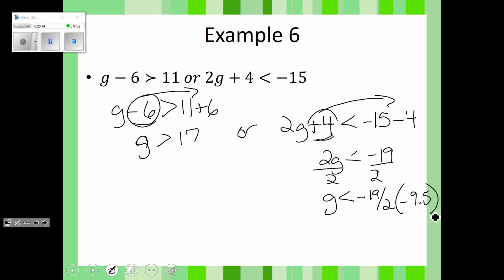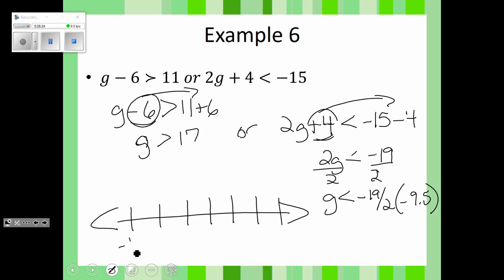Okay, good. All right, so what do we want to count by? Fives again, so negative 10, negative 5, 0, 5, 10, 15, 20. Any questions on making your fraction into a decimal and just estimating it between integers and whole numbers? All right, open circle, close circle on 17. Open circle, close circle on negative 9.5.